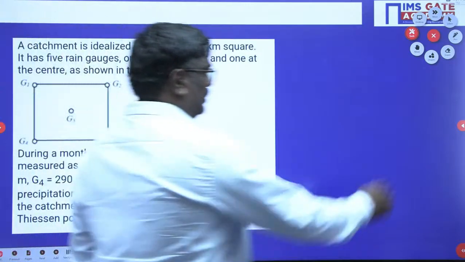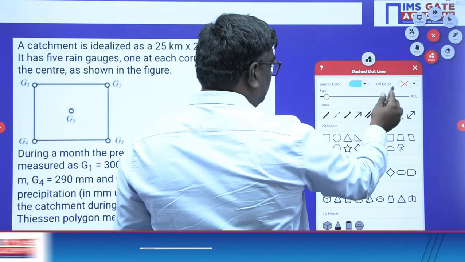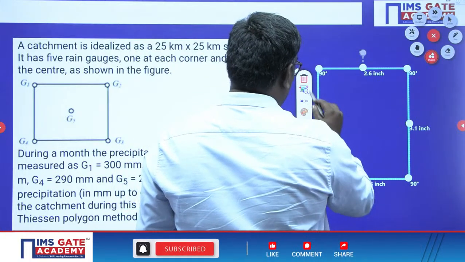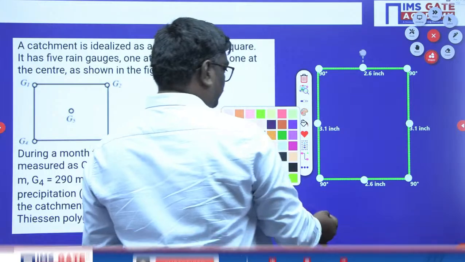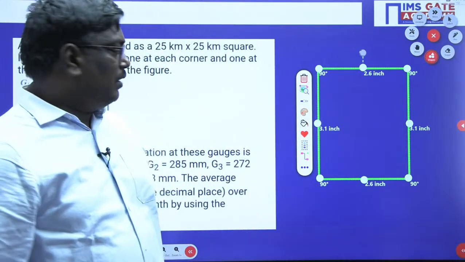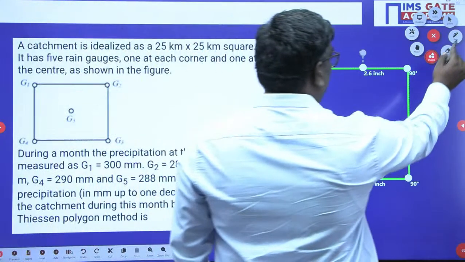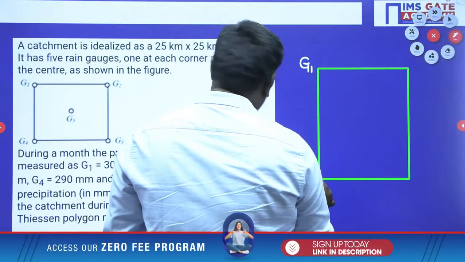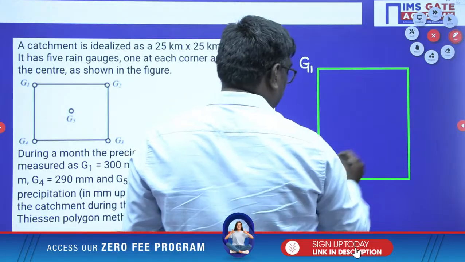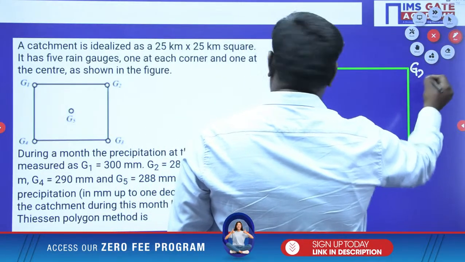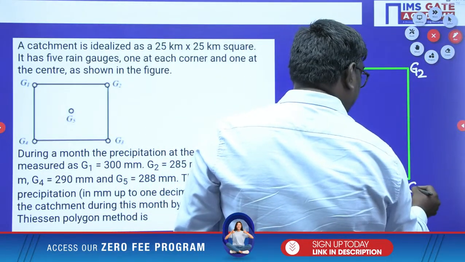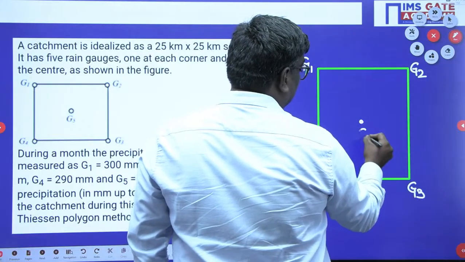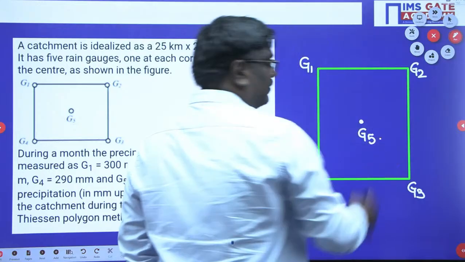So, my dear students, when I talk about this, first I draw the diagram. Now see, students, we have here G1, here G2, G3, and G4, and we have at the center G5. This is the question they have given.